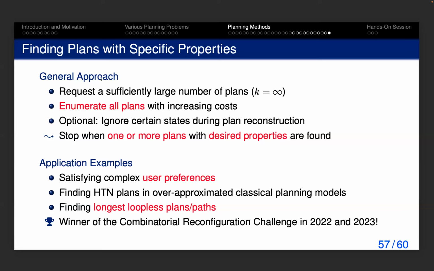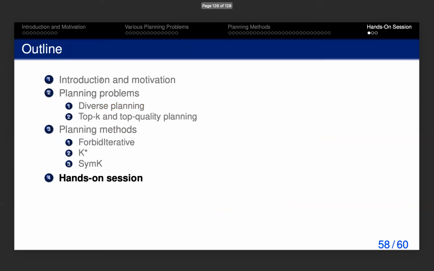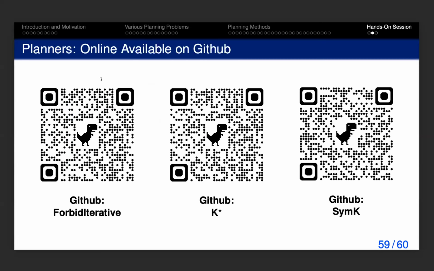I'm not sure how long we will do it, but just the first thing, all of our planners are available on GitHub: the forbid iterative, K-star, and SumK. And I think everywhere there are also explanations of how you can install them.